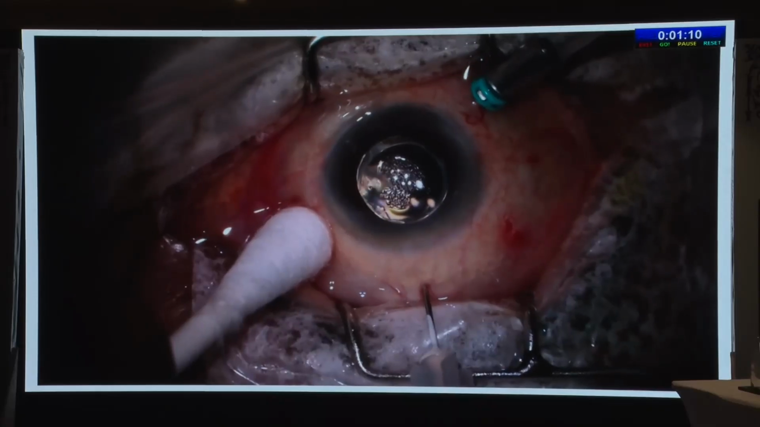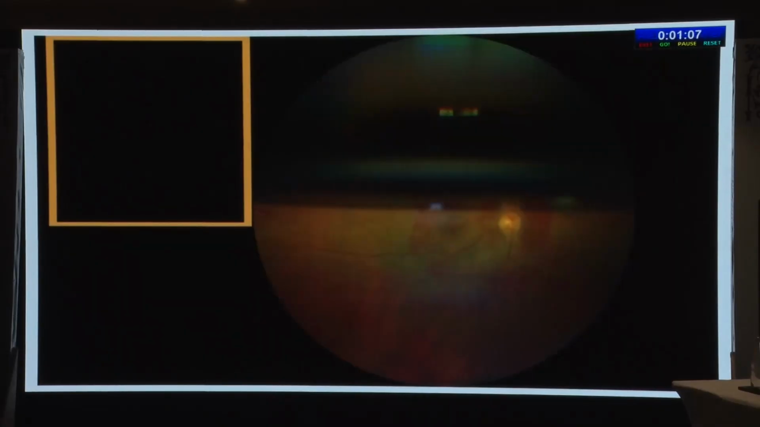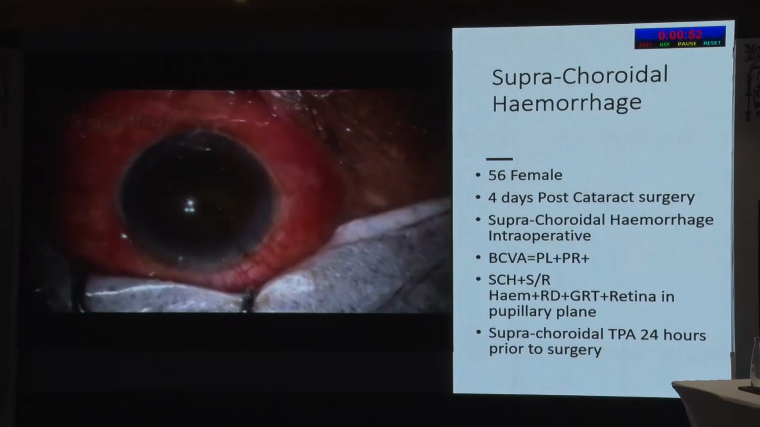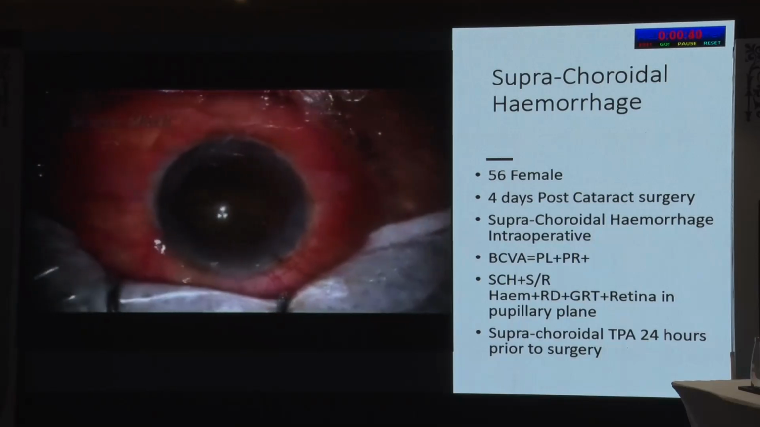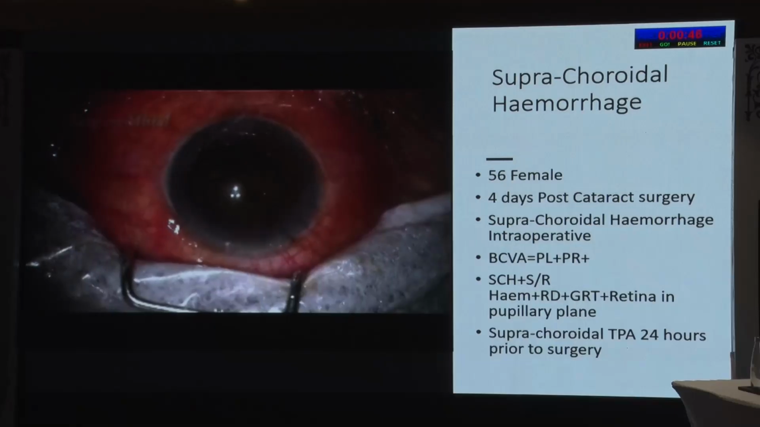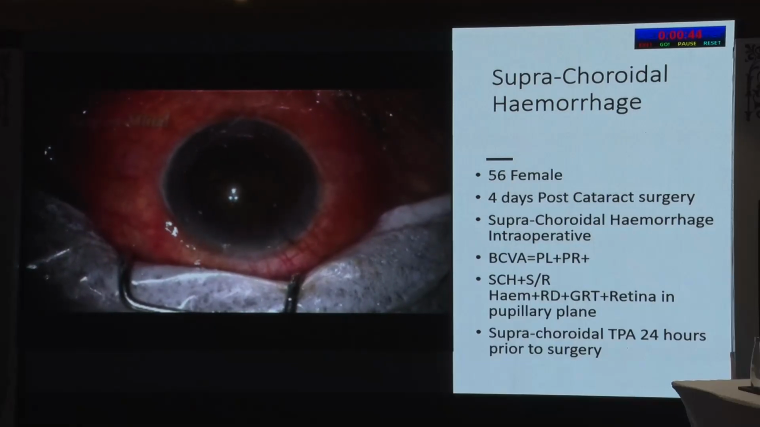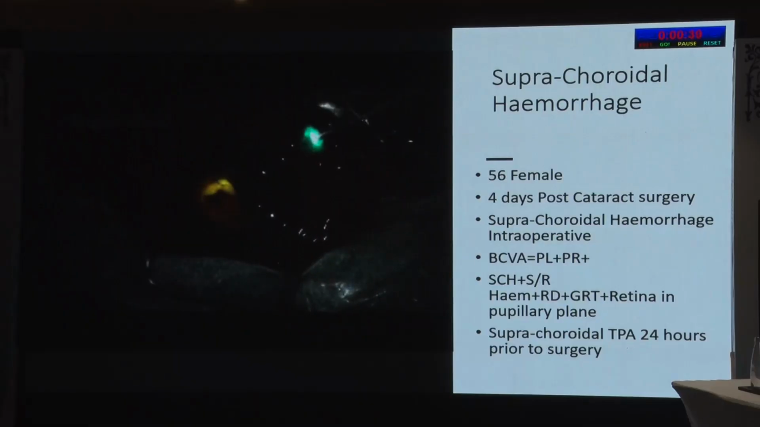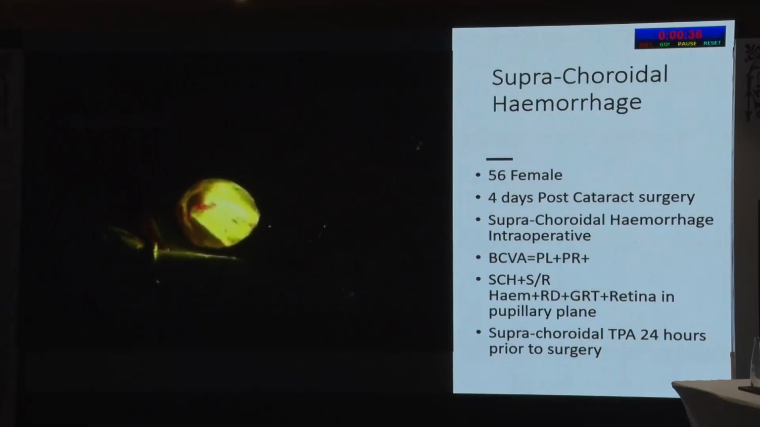Here I'm using SF6 in a partially air-filled eye, and you see this is 1 week post-op. The blood has been displaced and the patient's vision has improved to 6/24. And this is 6 weeks post-op again. The patient's vision had improved to 6/9. So you can use it in suprachoroidal hemorrhages. Here suprachoroidal tPA was given 24 hours prior to surgery to lyse the blood. This was a patient who had a giant retinal tear and suprachoroidal hemorrhage. Correct placement of the cannula in the vitreous cavity was confirmed.